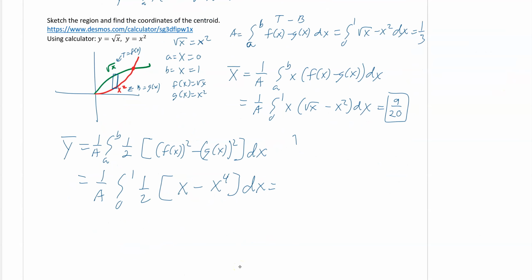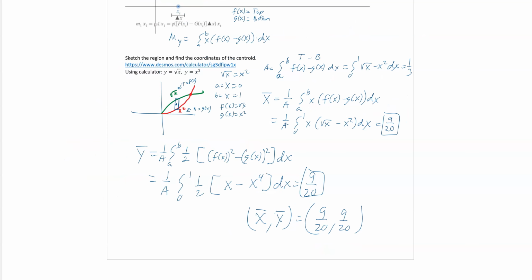So what is our center of mass here? 9/20. And that makes complete sense because we have a radical x and a square root of x, so we would expect it to be dead center there, right? So it's at 9/20, comma 9/20. That is our x bar, y bar, our center of mass.